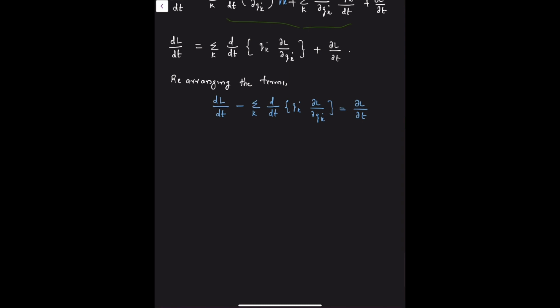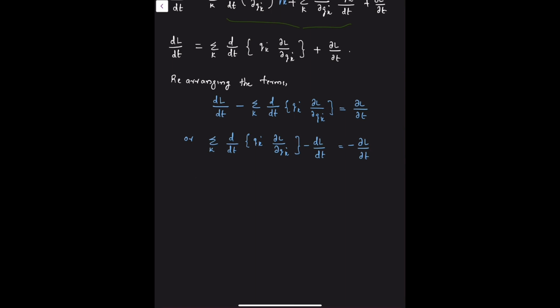Let us rearrange the terms one more time. That is sum over k d/dt of qk dot ∂L/∂qk dot minus dL/dt, that is equal to minus ∂L/∂t. We can write like that.